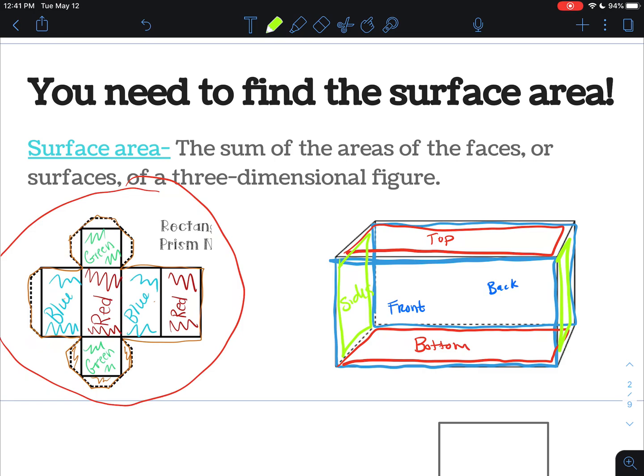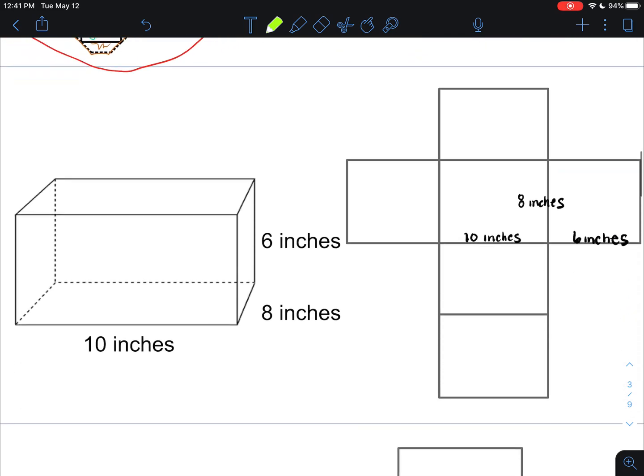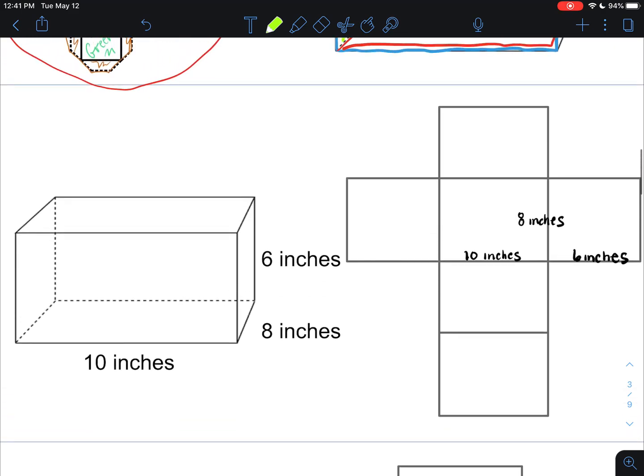And then the green ones should be the sides of your rectangular prism. So your sides are actually identical or the same as well. So we're going to use that information when finding the surface area of these rectangular prisms because we're going to use the net. So here I have an example.